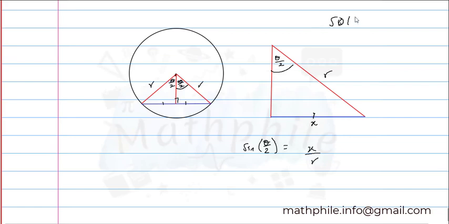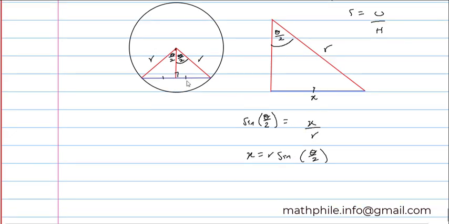Since sine is opposite over hypotenuse, the opposite was x and the hypotenuse is r. So in this case, x is equal to r sine theta over 2. We good? Okay. So this becomes just one part of it. The chord was twice as long as this one. So if one part is r sine theta over 2, it means that the other side will also be r sine theta over 2.